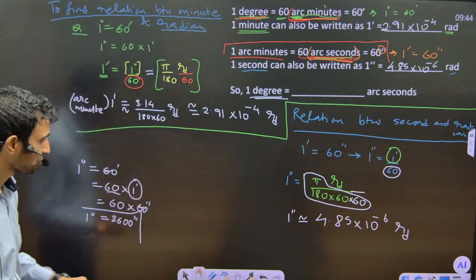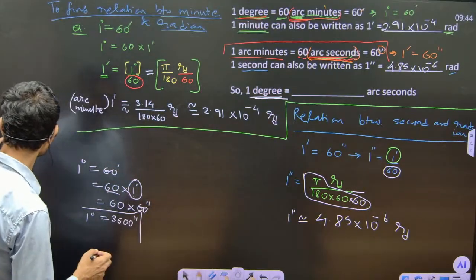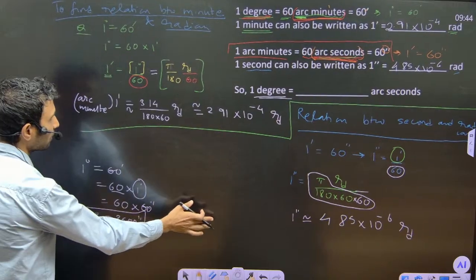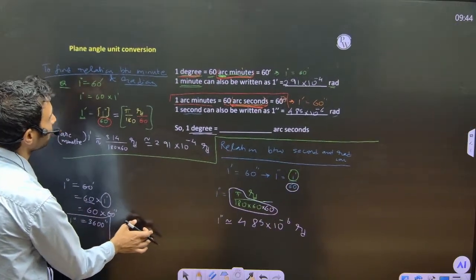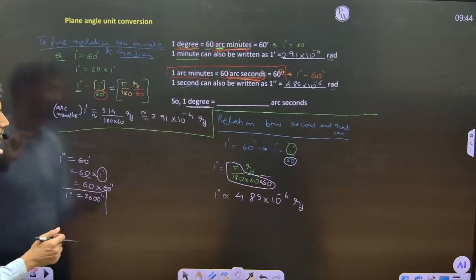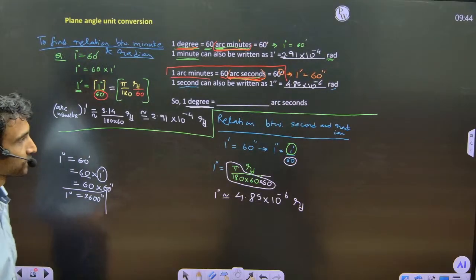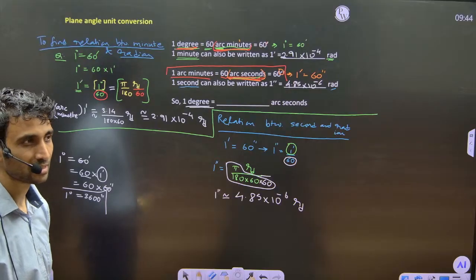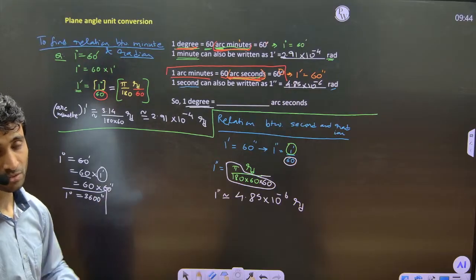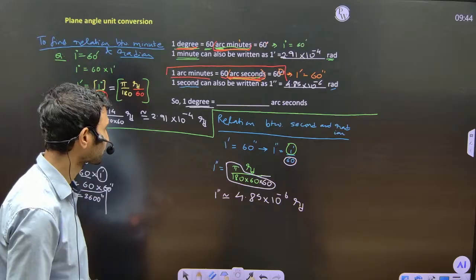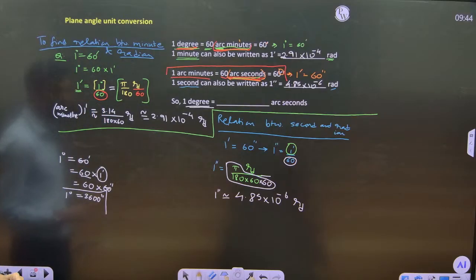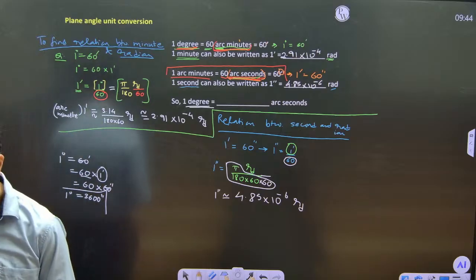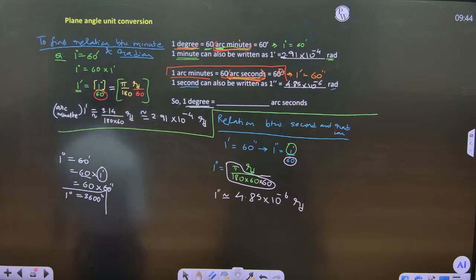Got it. So I think we have developed all the necessary relations, and now you kids should know what is the relation between degrees and minutes and seconds, arc seconds and arc minutes, of course, to be precise. So you can take this down and move to the next slide.